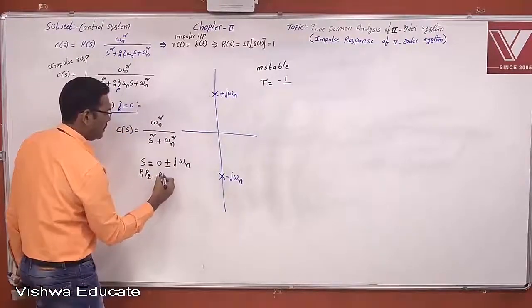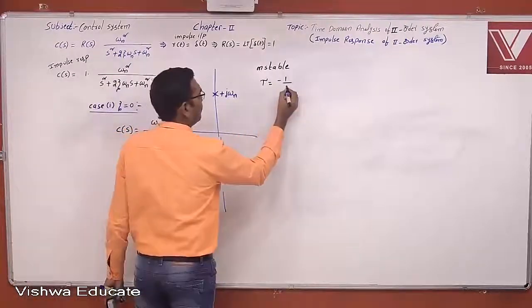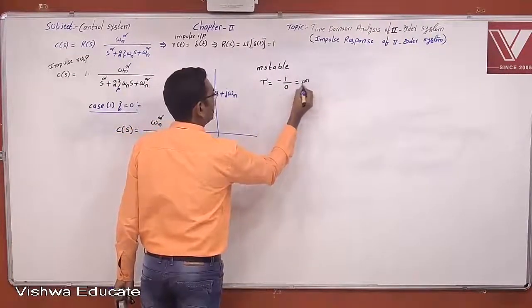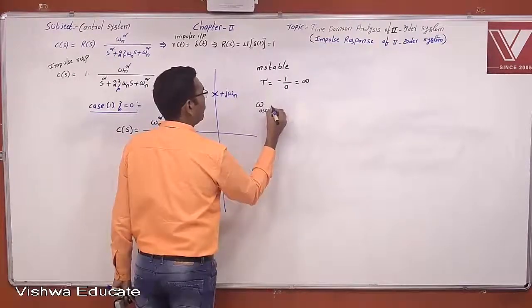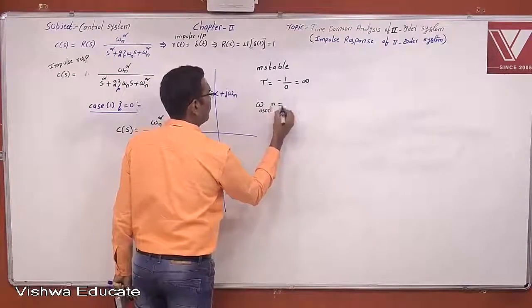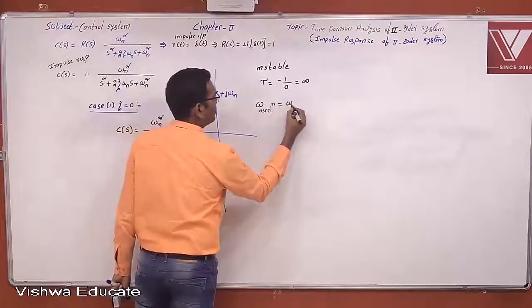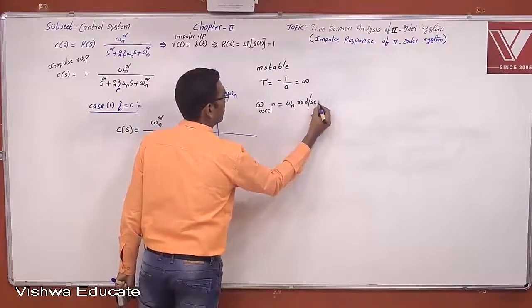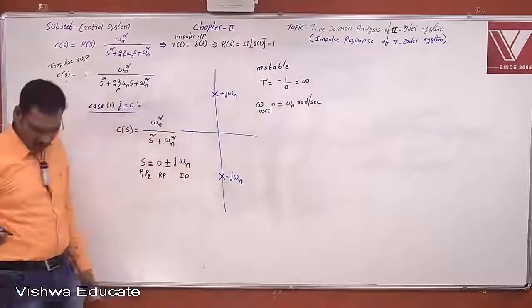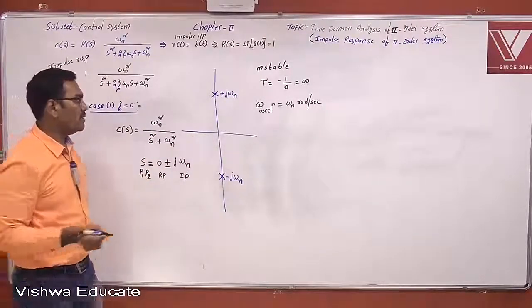Time constant is the negative of the reciprocal of the real part. This is the real part and this is the imaginary part. There is no real part, therefore minus 1 by 0, and the time constant is infinity. The imaginary part gives the frequency of oscillations, which is equal to omega n radians per second. This is the frequency of oscillations present in the response.